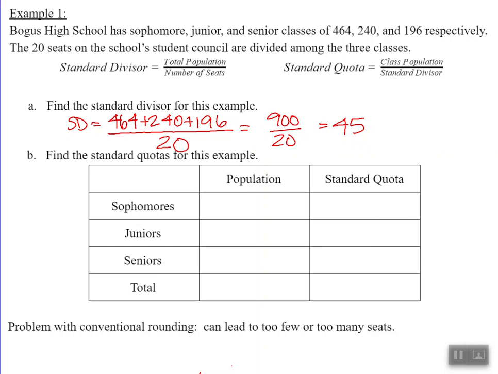So each 45 students in the sophomore class is entitled to 1 representative on student council. So I'm going to go ahead and copy the populations down here.